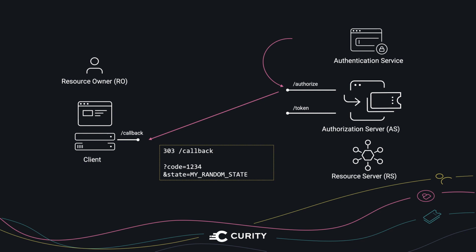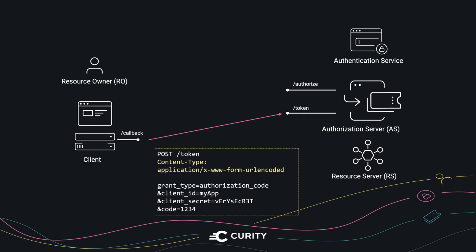It passes the code, and it also passes the state if that was sent in the beginning. So this is where the client will now know, oh, okay, this is the request I started here 5 minutes ago or 30 seconds ago. Now we can leave the browser. That's the first part. We've done our browser part of the code flow. So now let's move to the second phase of the code flow.